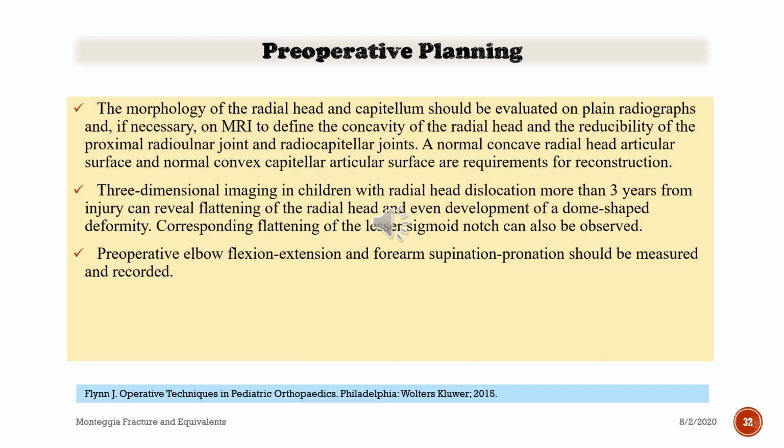Three-dimensional imaging in children with radial head dislocation more than 3 years from injury can reveal flattening of the radial head and even development of a dome-shaped deformity. Corresponding flattening of the lesser sigmoid notch can also be observed. Preoperative elbow flexion extension and forearm supination pronation should be measured and recorded.